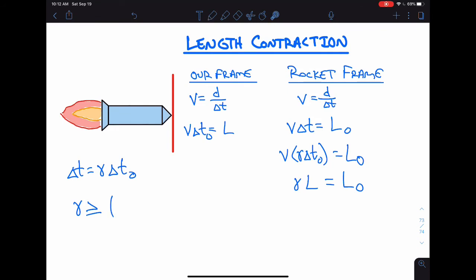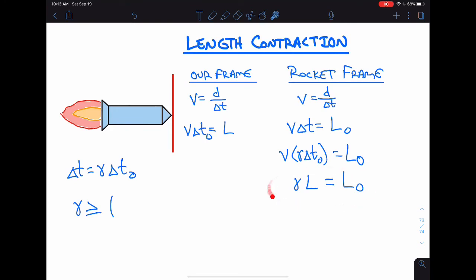So for, say, this rocket, the rocket's always going to have the same rest length. Okay. Gamma is going to increase, get bigger as the rocket increases in speed relative to us. So when gamma is 1, these are the same. As gamma gets bigger, as the rocket gets faster, in other words, gamma will get bigger. As this gets bigger, L must get smaller. That's why it's referred to as length contraction. Okay.